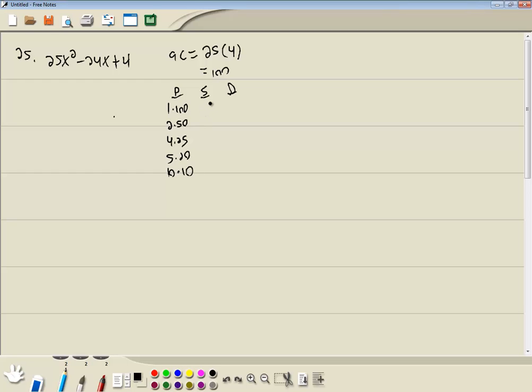Add these. 1 plus 100 is 101. 2 plus 50 is 52. 4 plus 25 is 29. 5 plus 20 is 25. 10 plus 10 is 20.